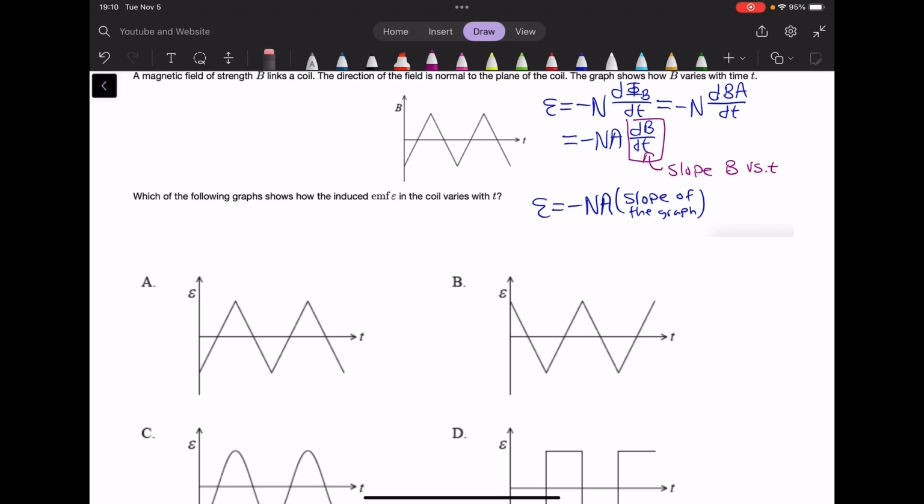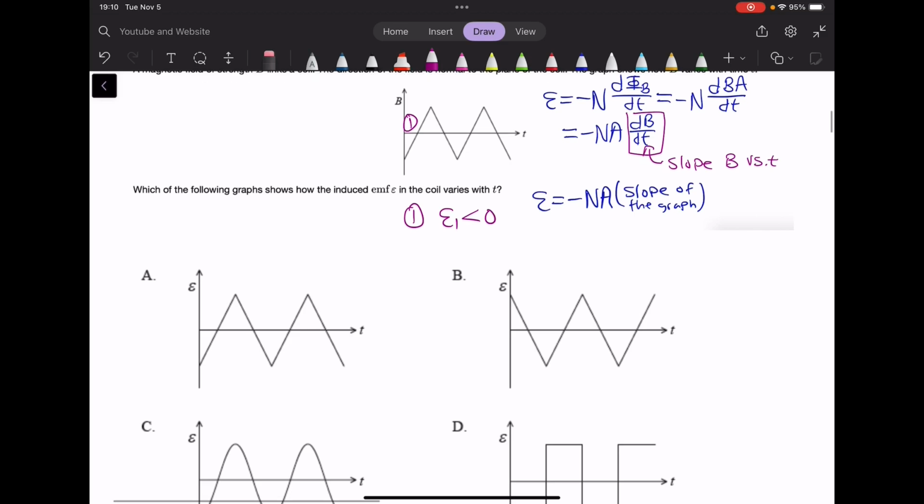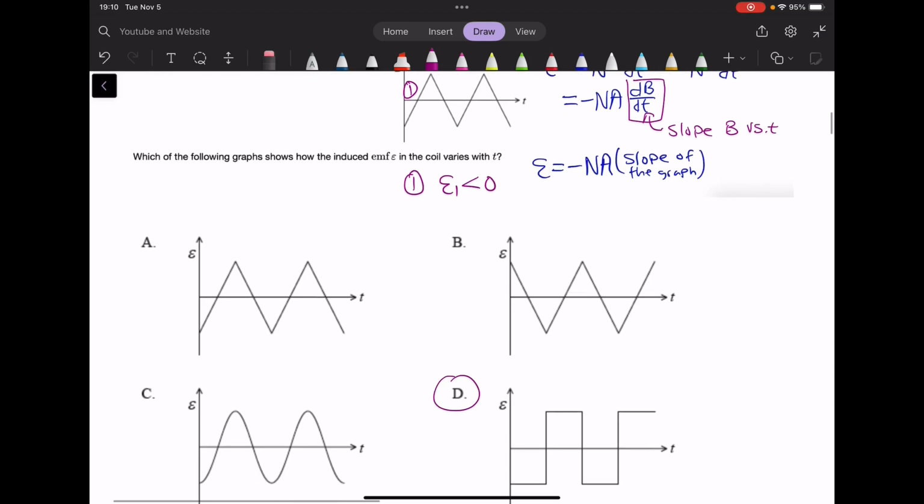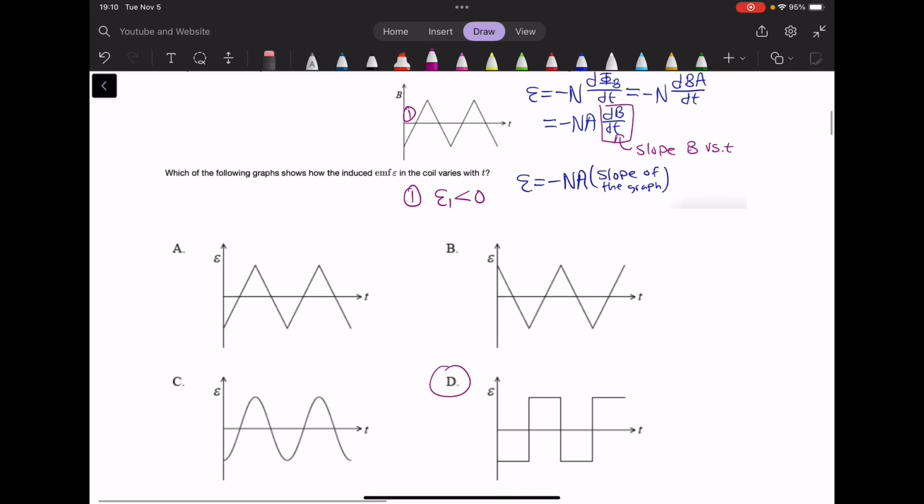And for the slope here, we have a positive slope. So for B, we have a positive slope, but we have a negative sign here. So induced voltage is going to be negative, and it's going to be constant. So D is the only possible answer.